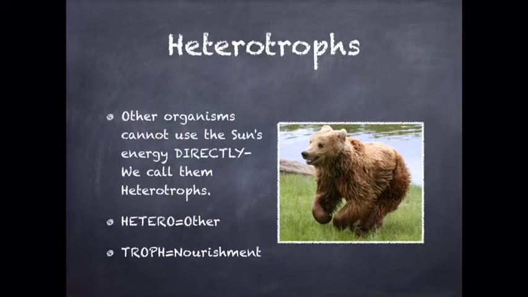The next thing we're going to talk about are heterotrophs. These are the other organisms which cannot use the sun's energy directly. We call them heterotrophs. Examples would include bears, humans, or basically any other animal that needs to consume plants or other animals in order to get their own nourishment.